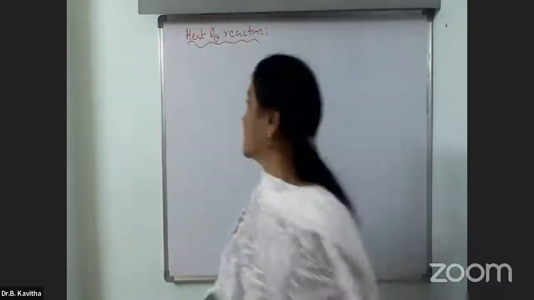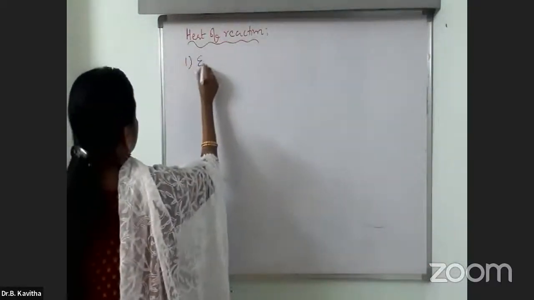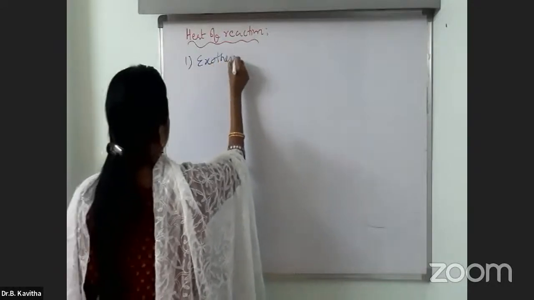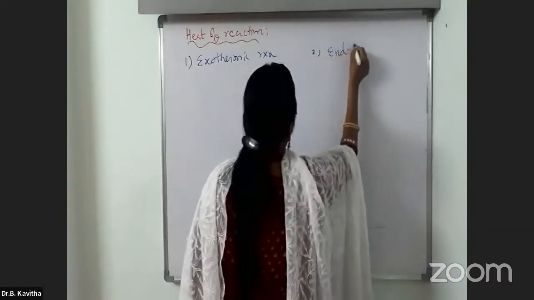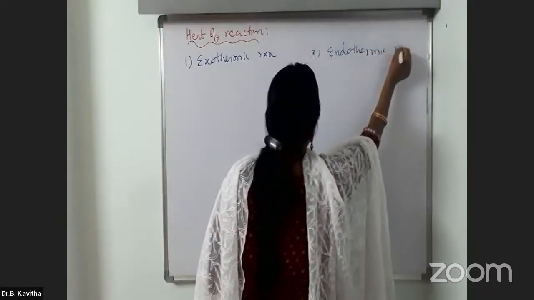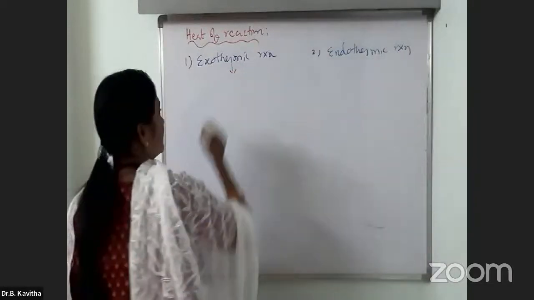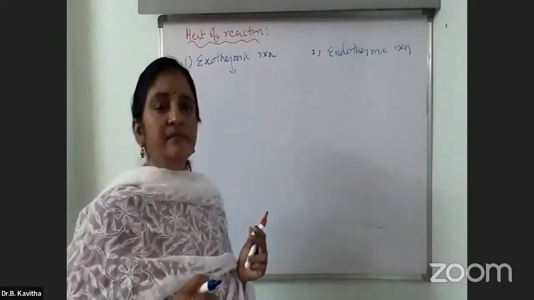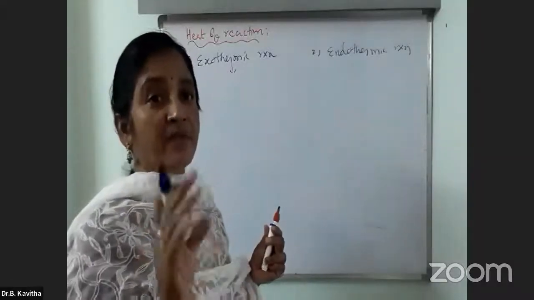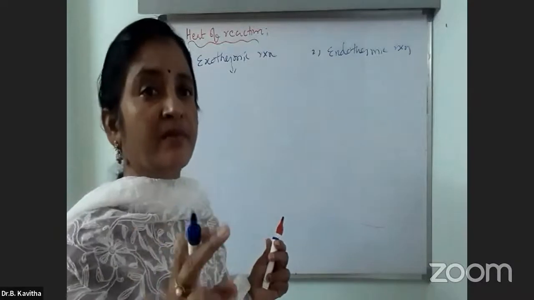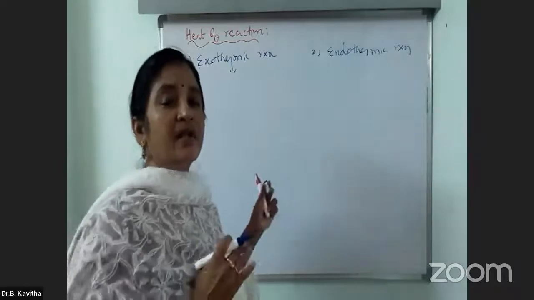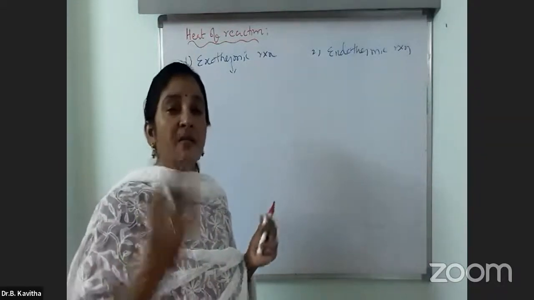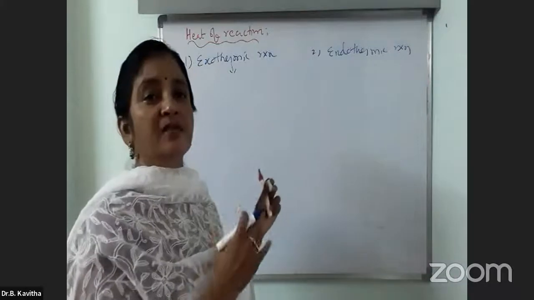Depending upon this heat absorbed or liberated, the chemical reactions are classified into two types. One is called exothermic reactions, and the second one is endothermic reactions. In exothermic reactions, heat is liberated by the reactants. You have to mention whether it is reactants or products, that is very important. So these are the reactions in which heat is liberated by the reactants, and by that way the reactants are converted into products.